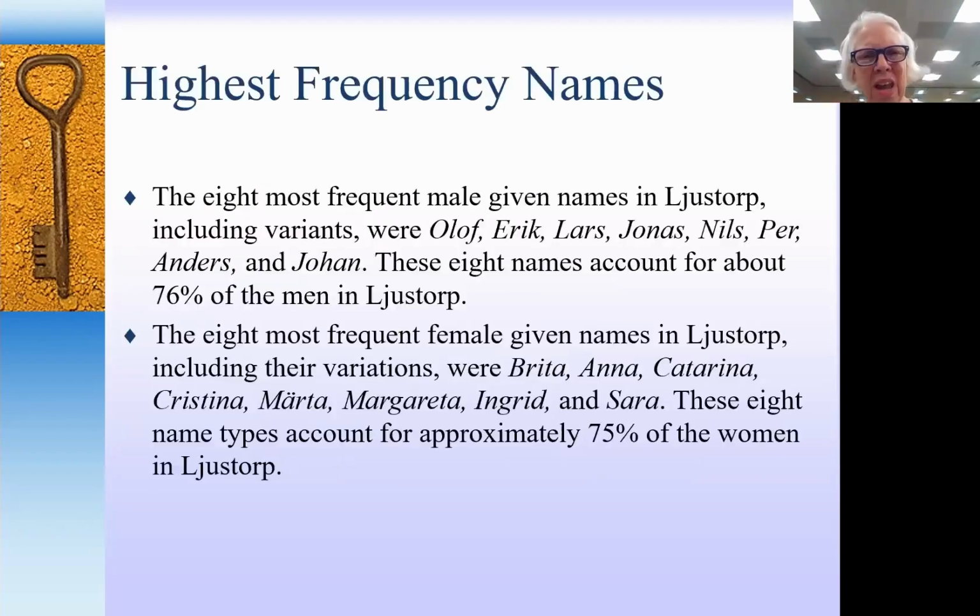So the most frequent names in Ljustorp for men were Olaf, Erik, Lars, Jonas, Niels, Per, Anders, and Johan. And these names, it just astounded me, accounted for 76% of all the men. And the 8 most frequent female names were Brita, Anna, Katarina, Kristina, Märta, Margareta. I later on found out that Märta and Margareta actually go together. Märta is a reduction of Margareta, and Martha is also in that family, but I counted them separately then, and Ingrid and Sara. And these 8 names accounted for approximately 75% of the women in Ljustorp.